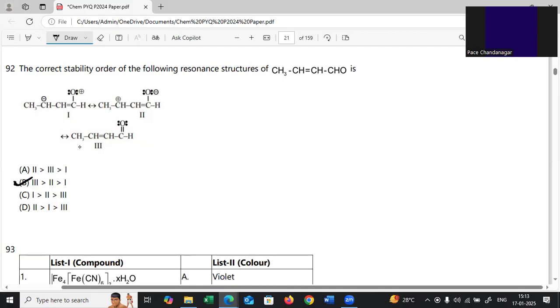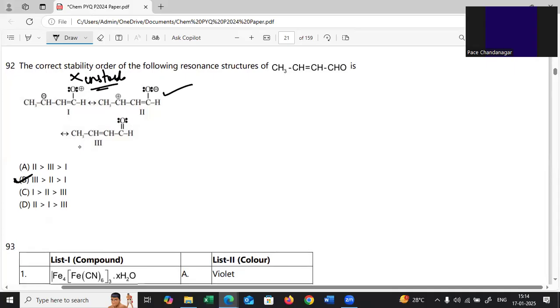I'm just trying to tell you why option B has second and third. Then I would say second, because oxygen can handle the negative charge easily as compared to the positive. The first one is very unstable because oxygen has a positive charge, and oxygen is an electronegative element, so it can handle the negative charge easily. Having no charge is the best, which is the third. So third is more stable, then number two, then number one. That is how we go.